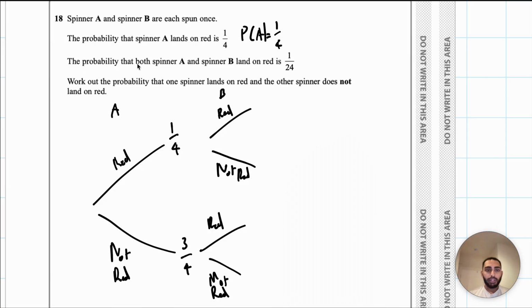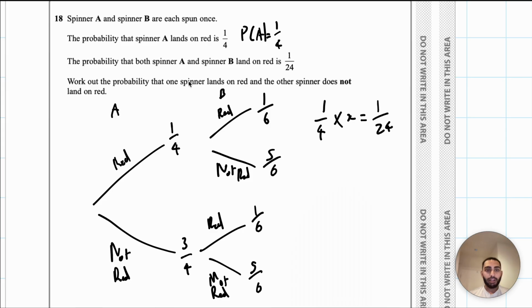It says the probability that both spinner A and spinner B land on red is 1 over 24. I have two events here. They've been multiplied and it's given me 1 over 24. So red and red again, so 1/4 times by something, I'll just call it x, is equal to 1 over 24. That means this x is going to be equal to 1 over 6. So getting probability of red here will be 1 over 6, and these two need to add up to make 1, so that would be 5 over 6. This would again be 1 over 6, and this would be 5 over 6.